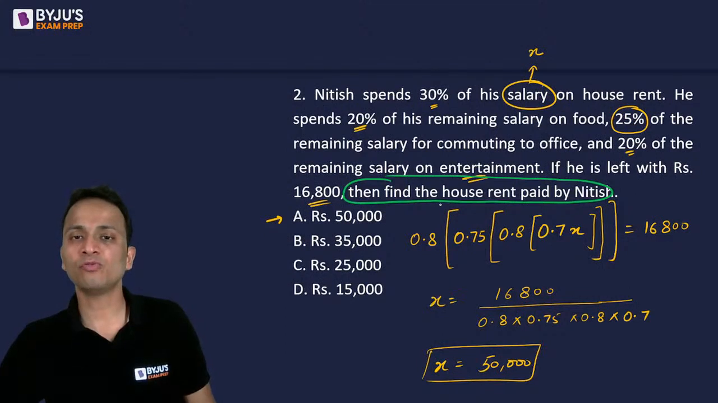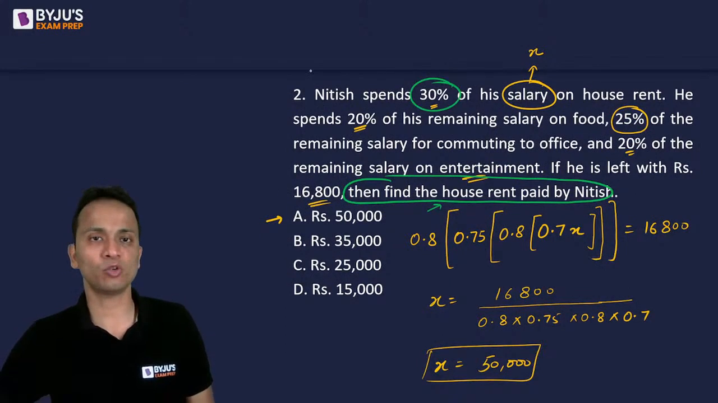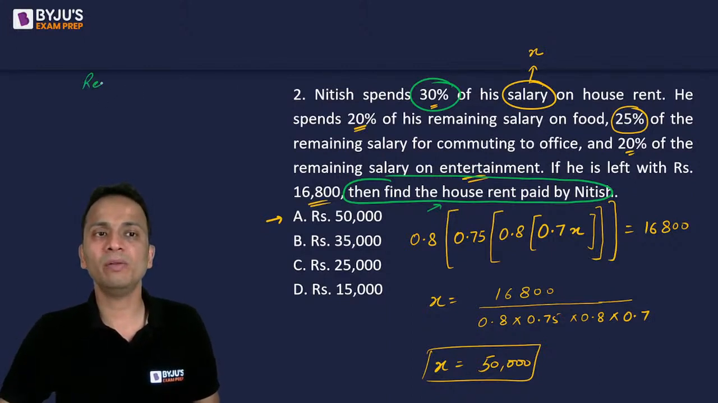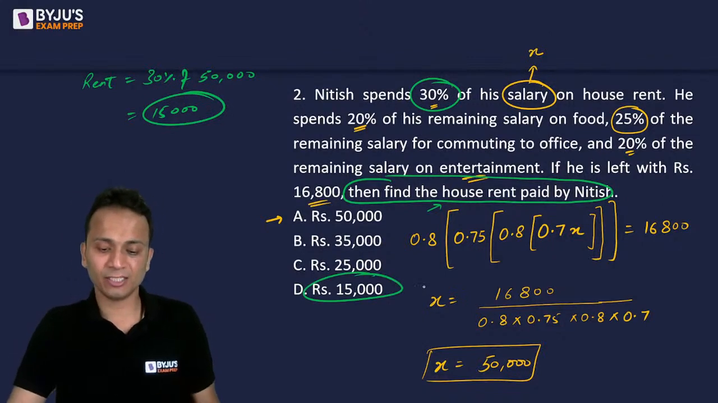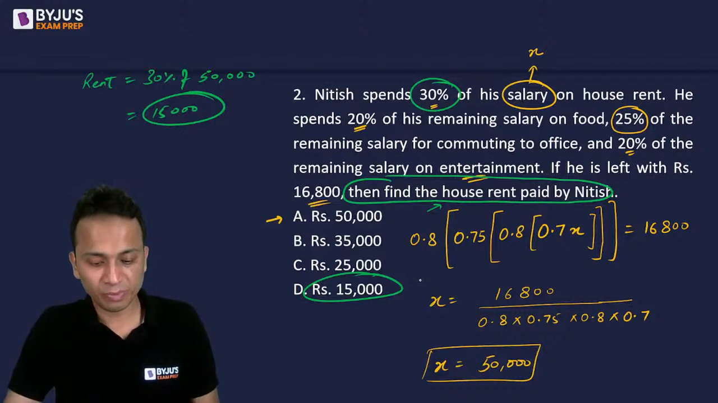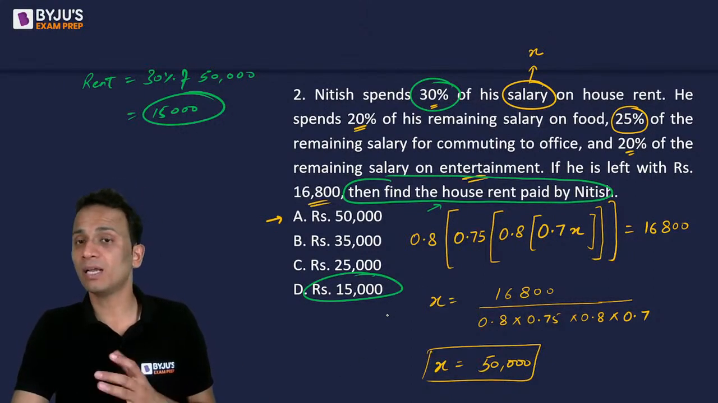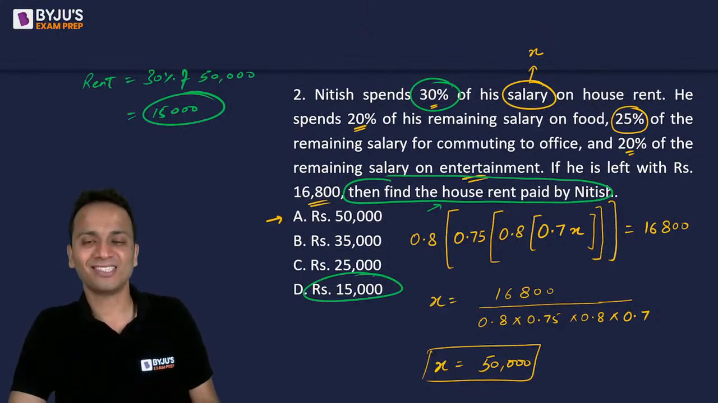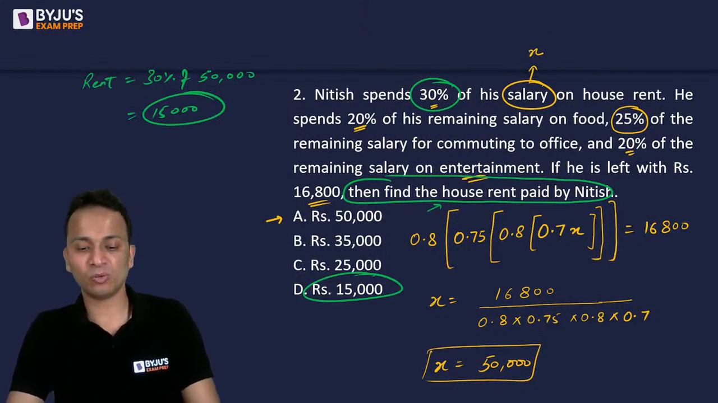So they have asked you to find out the house rent paid by him. Now house rent was 30% of the total salary. So rent will be equal to 30 percentage of 50,000 and that is equal to 15,000. So 15,000, that is option D, will be the correct answer for this question. Okay, so be careful, don't commit such errors if you have done nothing wrong in the calculations. Right? So total salary, yes, it is 50,000, absolutely correct.